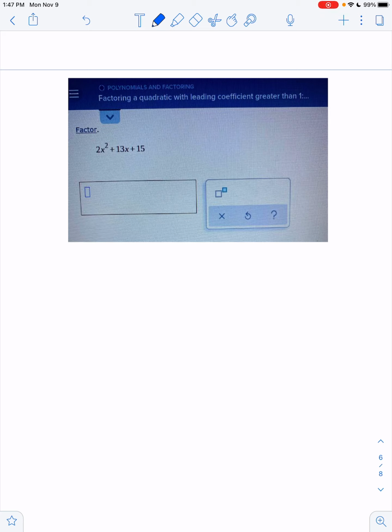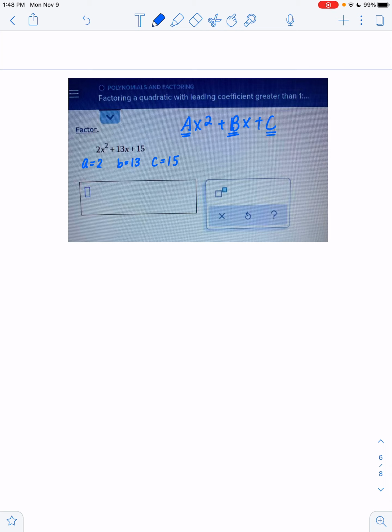Okay, so today we're going to do this problem, factoring a quadratic with leading coefficient greater than 1. This isn't difficult as long as we follow the proper steps. Our first step is to label our A, B, and C. So our A is 2, our B is 13, and our C is 15. And we get this from the standard form of a quadratic equation, ax squared plus bx plus c, where A is in front of the x squared, B is in front of the x, and C is your constant.